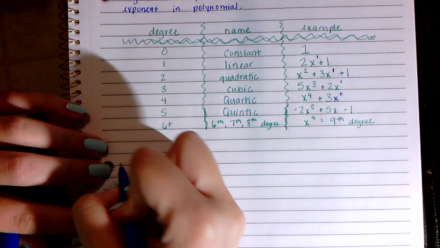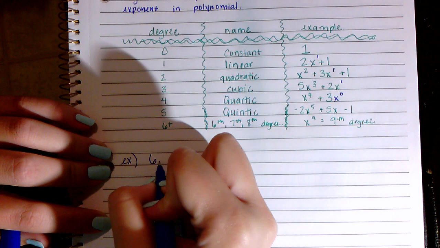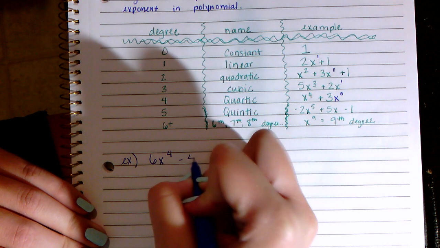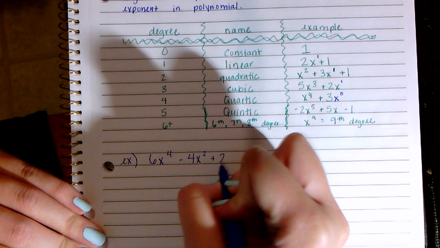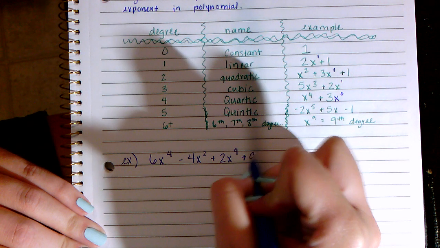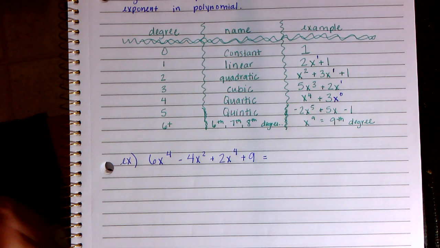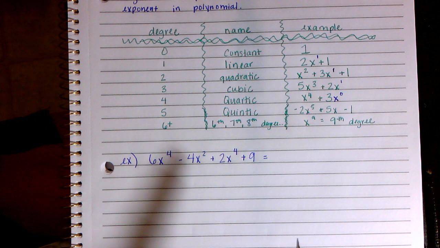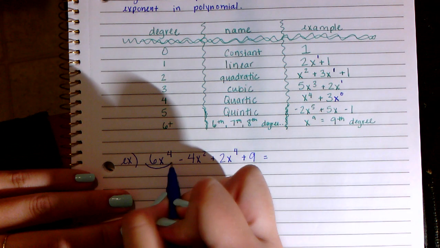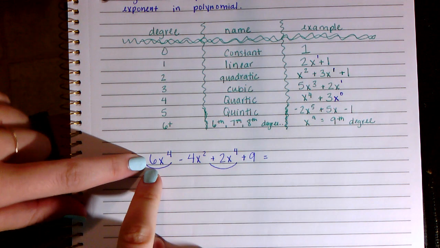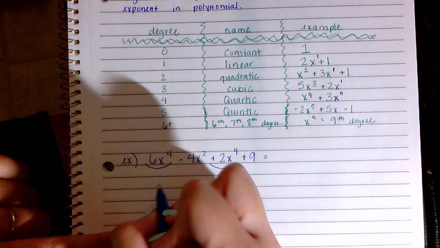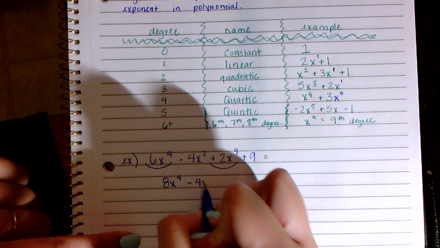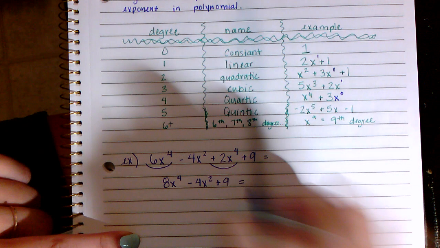So, example, 6x to the 4th minus 4x squared plus 2x to the 4th plus 9. Okay, when I look at this, I'm realizing first, there's 2 things that have the exact same exponent, so I can combine these 2. 6x to the 4th and a positive 2x to the 4th actually becomes 8x to the 4th, and then I just bring everything else down. Minus 4x squared plus 9.